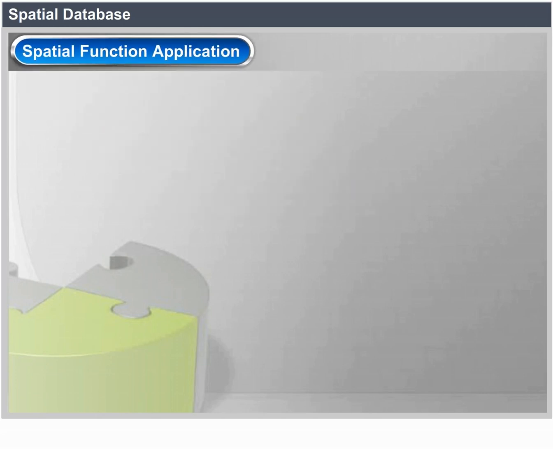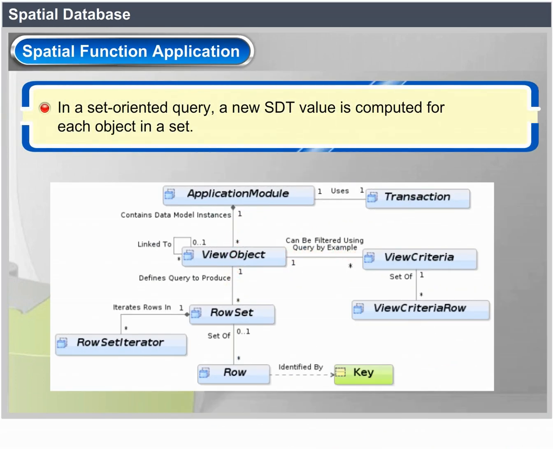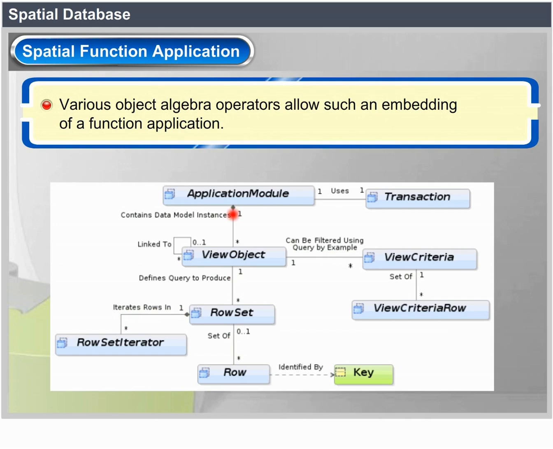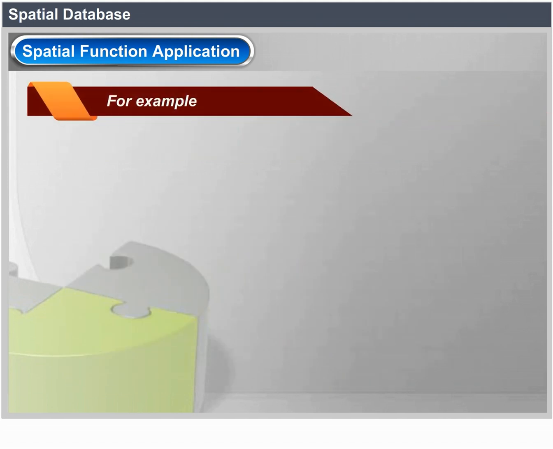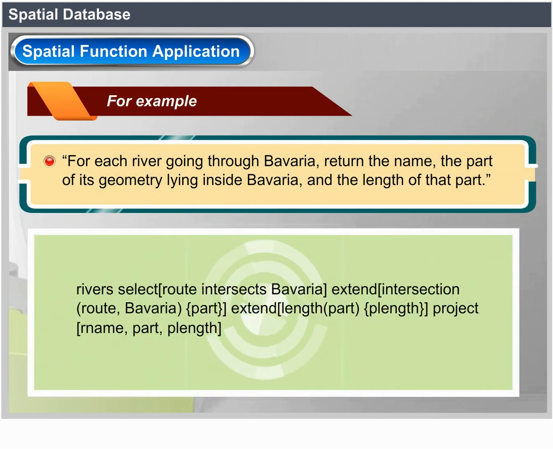Spatial function application. In a set-oriented query, a new SDT value is computed for each object in a set. Various object algebra operators allow such an embedding of a function application. The extend operator takes an expression to be evaluated for each object and a new attribute name. It appends the resulting values as a new attribute to the object. For example, for each river going through Bavaria, return the name, the part of its geometry lying inside Bavaria, and the length of that part. Rivers select route intersects Bavaria, extend intersection(route, Bavaria) as part, extend length(part) as plength, project rname, part, plength.